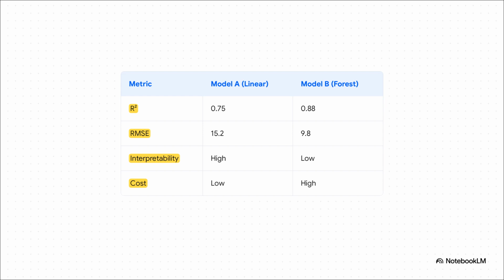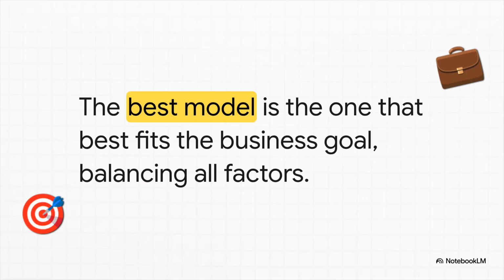I mean, look, Model B, the decision forest, is the clear winner on accuracy. It's got a higher R-squared and a lower error, or RMSE, no question. But then you look at the other stuff. Model A, our simple linear regression, is way easier to understand and a lot cheaper to run. So, which one's better? And that really gets to the single most important lesson here.